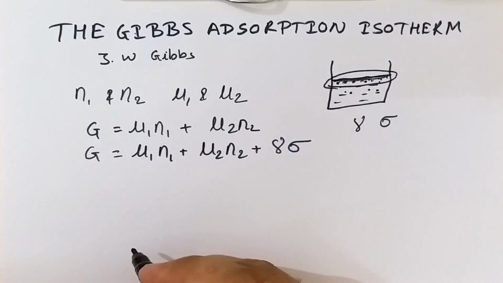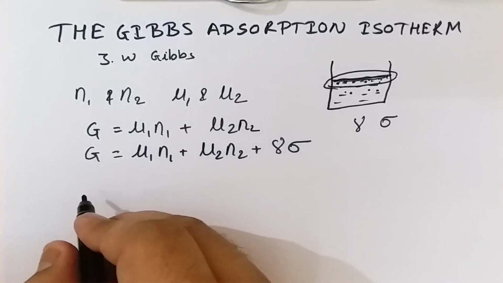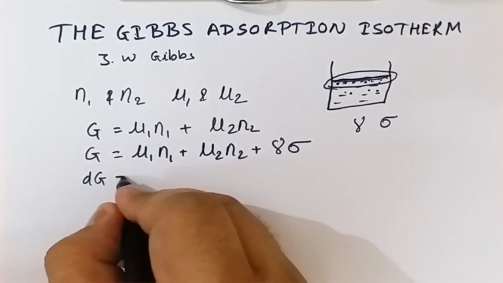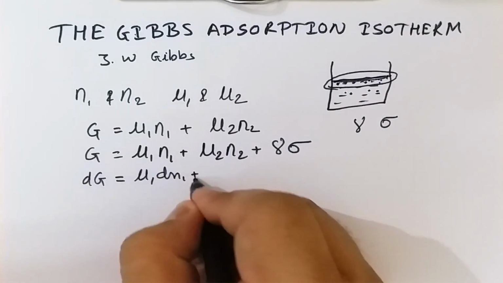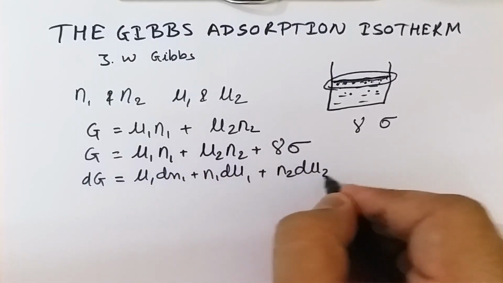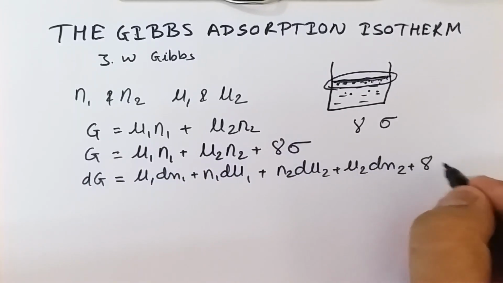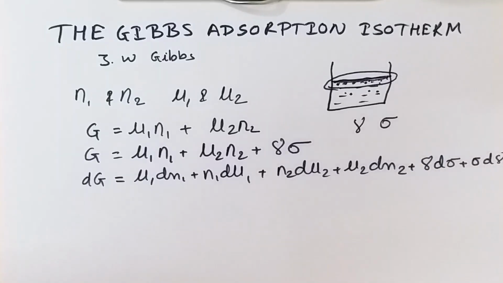Now we will differentiate this equation. The differentiation will be done by parts, and so the change in the free energy, dG, we can write as mu1 dn1 plus n1 dmu1 plus n2 dmu2 plus mu2 dn2 plus gamma dsigma plus sigma dgamma. So this is the change in the free energy.